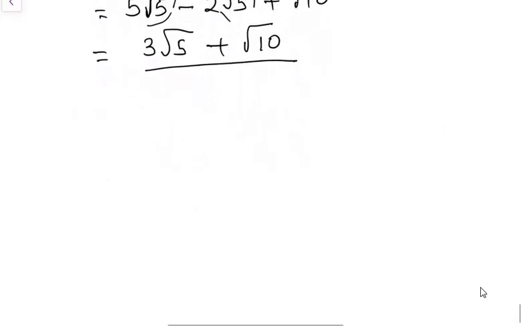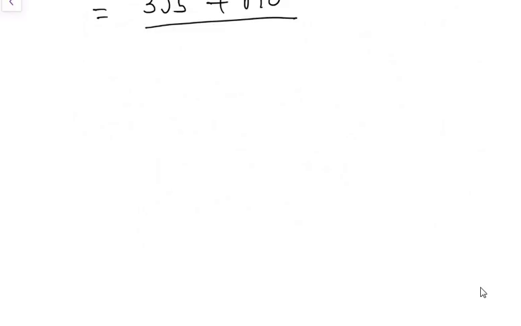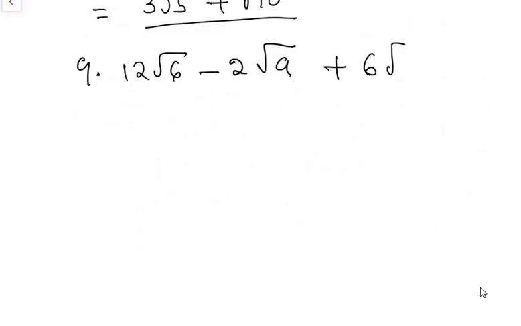and that will be our final answer, 3 root 5 plus root 10. So you can pause the video at any point, or roll it back so that you can rewatch everything again until you're able to become comfortable and confident. So let's go to question number 9. We have 12 root 6 minus 2 root a plus 6 root b.